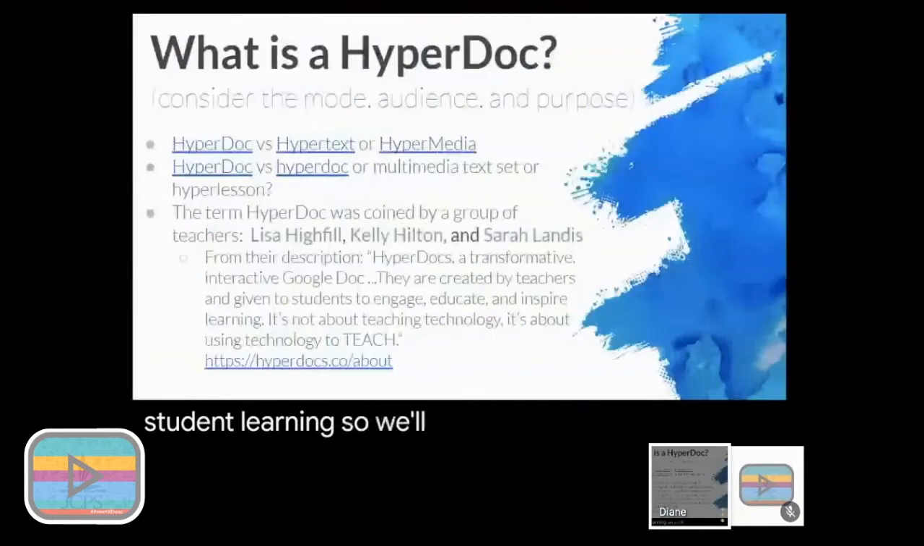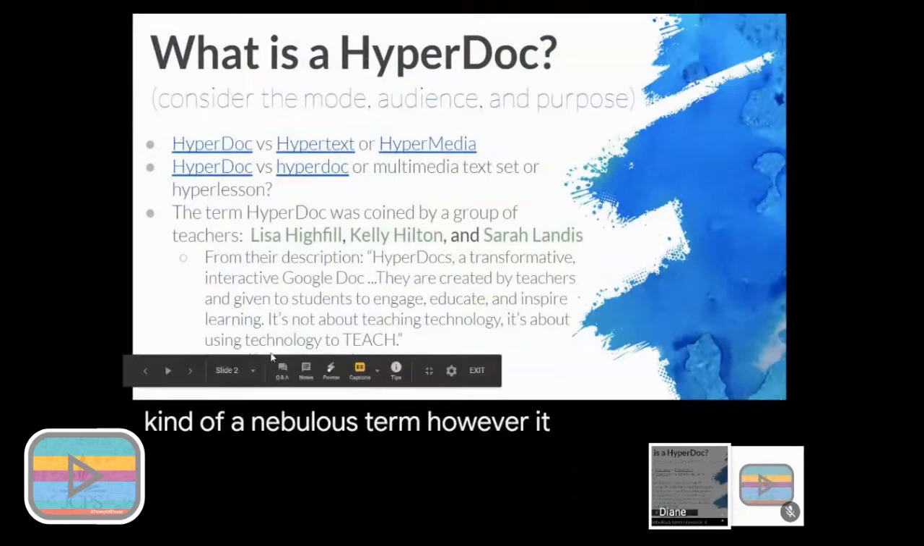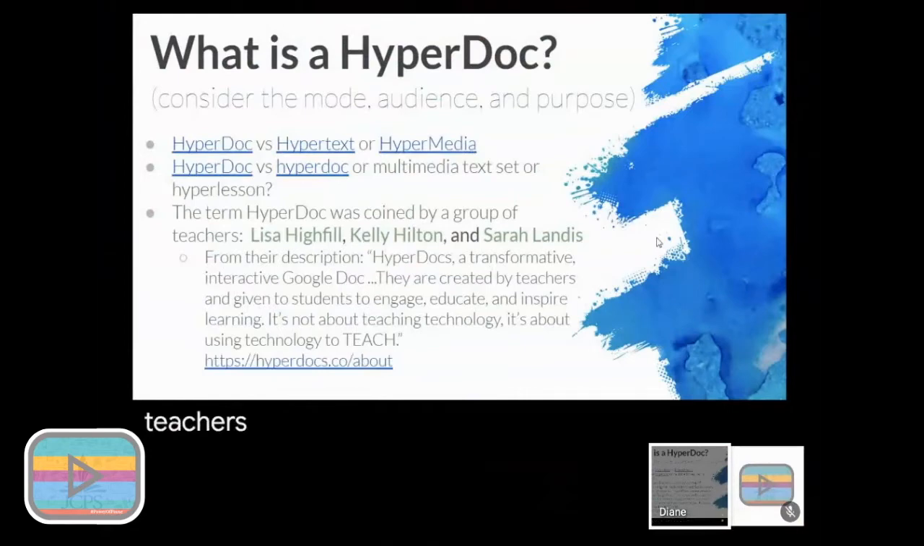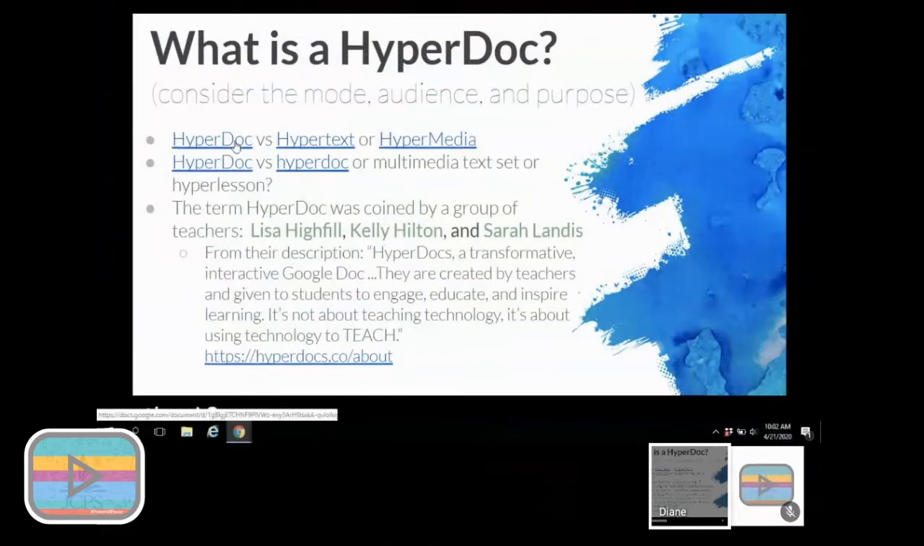So we'll start off by asking the question, what is a Hyperdoc? Because it's kind of a nebulous term. However, it was coined by Lisa Highfield, Kelly Hilton, and Sarah Landis, who are all teachers. And it comes in this tradition of hypertext and hypermedia that has actually been with us since the 60s. So we'll kind of look.